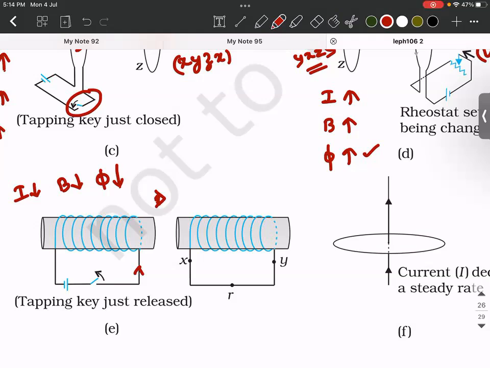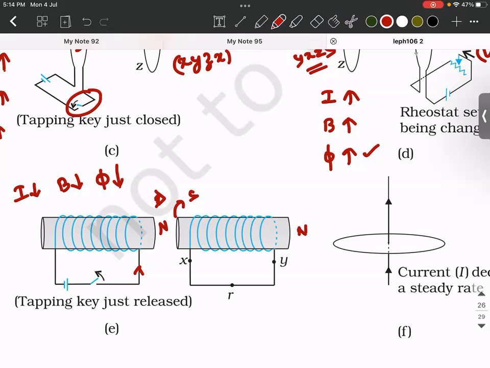Anti-clockwise. So anti-clockwise means this will act like the north pole. So flux is decreasing, so this side will be the south pole. If this is the south pole, what is the other side? Why did I take the other side? Because I'm always trying to see from the side which is visible to me. I'm always seeing from the side where the center is visible to me.